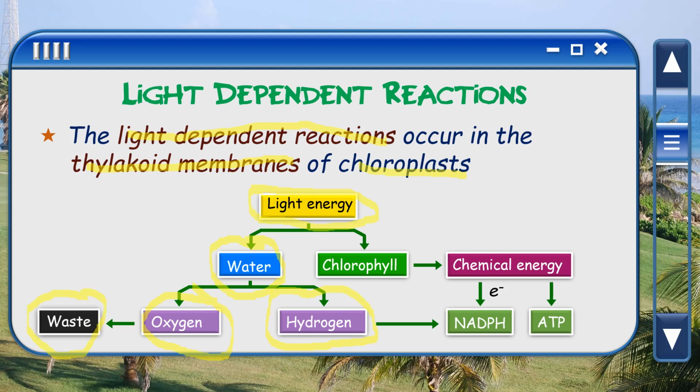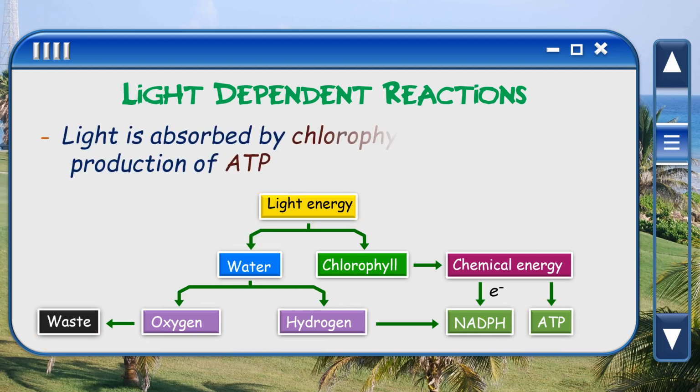Now the hydrogen will be taken by the hydrogen carrier, and we shall also produce ATP energy. So light is absorbed by chlorophyll, resulting in the production of ATP. When it is absorbed by chlorophyll, it is converted into chemical energy. This chemical energy is the one that we are storing as ATP.